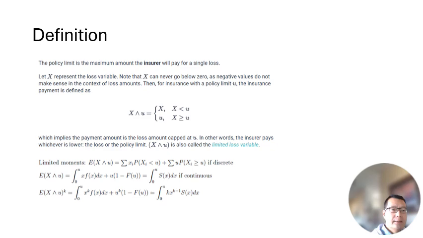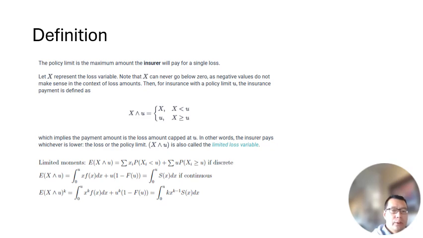So let X represent the loss variable. Note that X can never be below 0, as negative values do not make sense in the context of loss amounts. Then for insurance with a policy limit mu, the insurance payment is defined as X ∧ mu. So when X is less than mu, the payment is X.